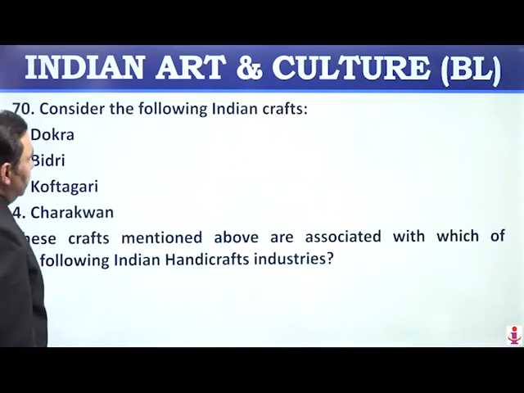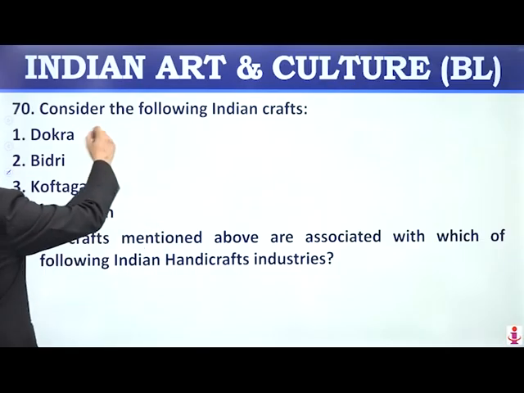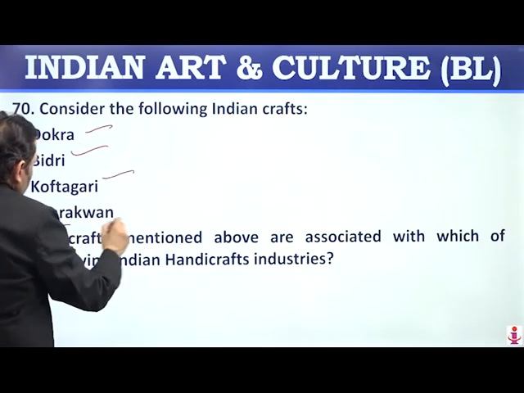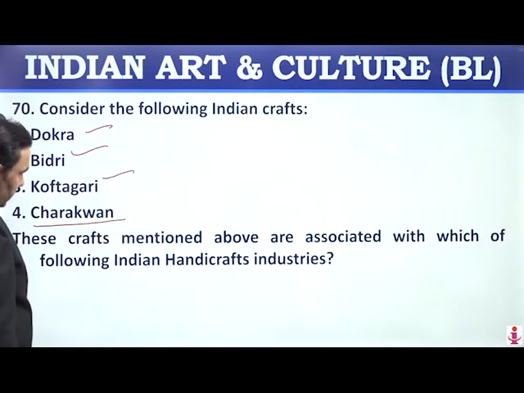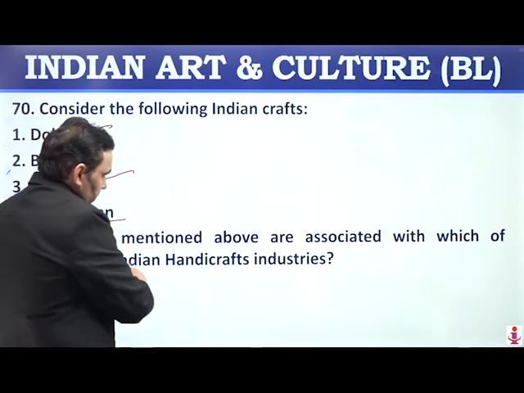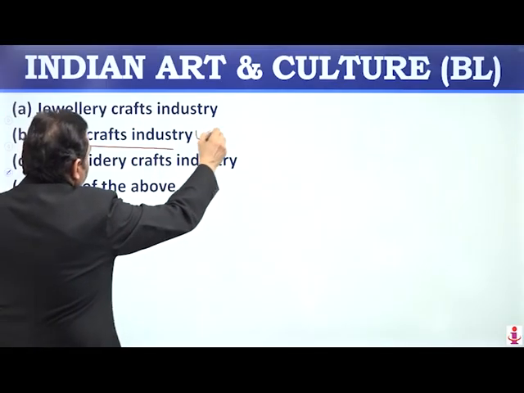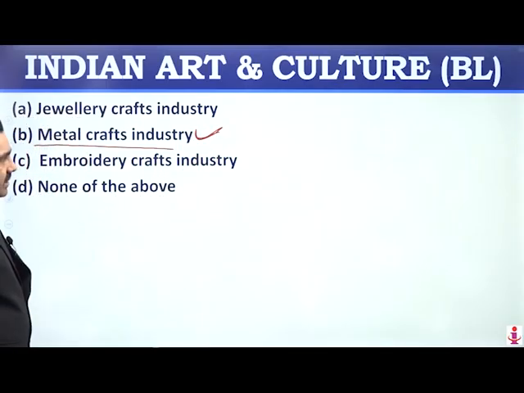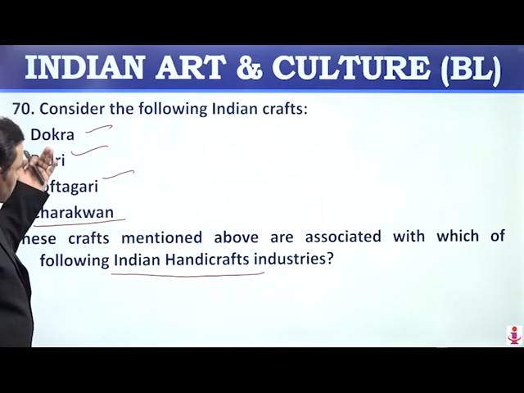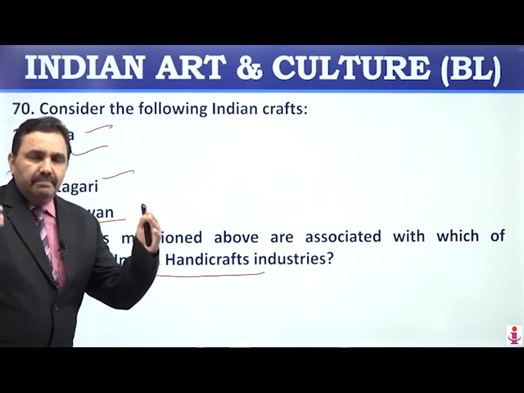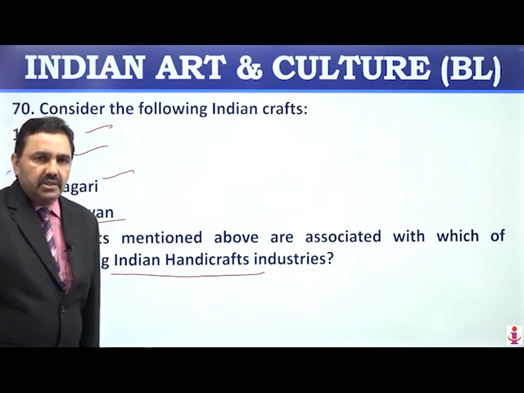70. Consider the following Indian crafts: Dokra, Bidri, Kaftagiri, Charakwan. These are associated with which of the following handicraft industries? Metal industry. B. These are metal crafts. So all of these are related to the making of metal handicraft objects.